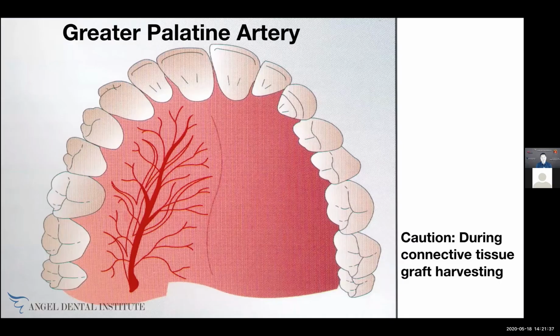Okay, how about blood supply to the greater palatine artery is in the diagram here. You really don't worry about it in implant dentistry because we don't really make flaps that far usually. But the only time that you really have to worry about is during connective tissue graft harvesting. So if you're doing connective tissue graft and you're harvesting from the patient, you have to make sure you don't cut that. It causes a lot of bleeding, okay?